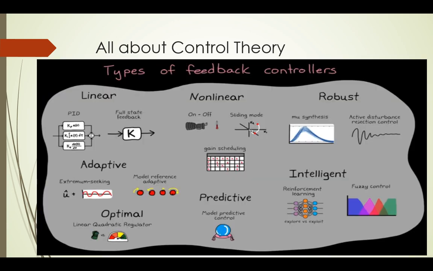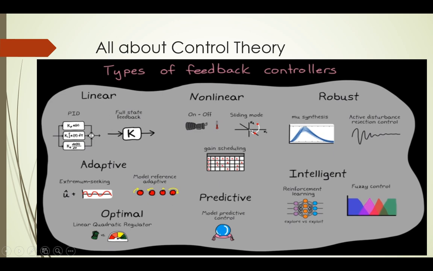Now there are different types of feedback controllers that you can design, and there are a lot of algorithms available. For example, linear and non-linear, these are the big categories we can divide control into. So in linear we can have PID control, that is proportional, integral and derivative. We can have full state feedback control, that is based on state space. And then we have non-linear control. One type is on-off control. We have sliding mode control.